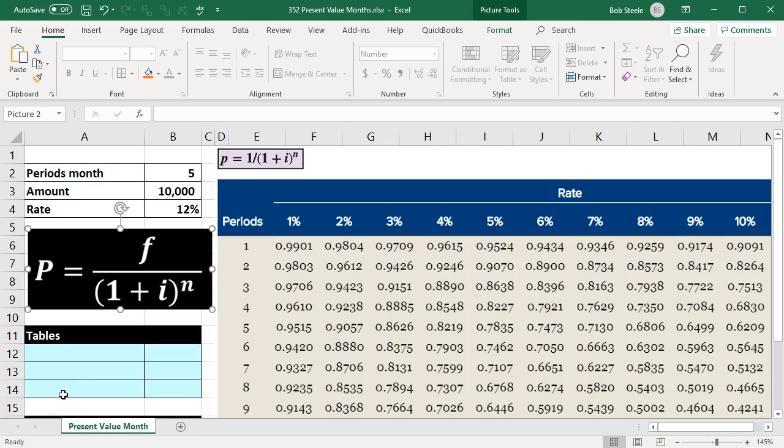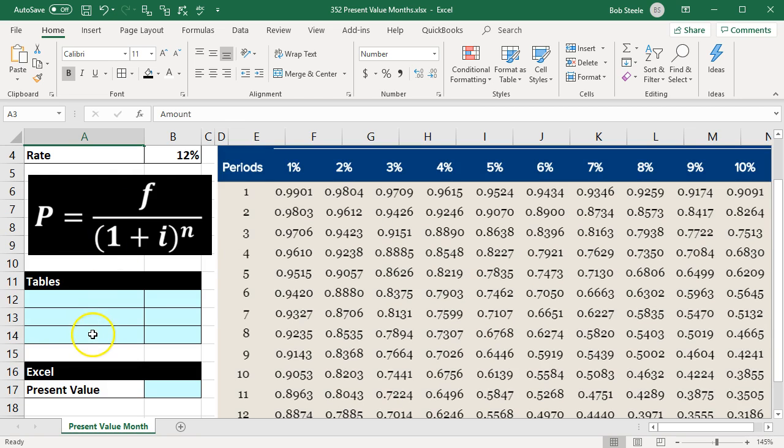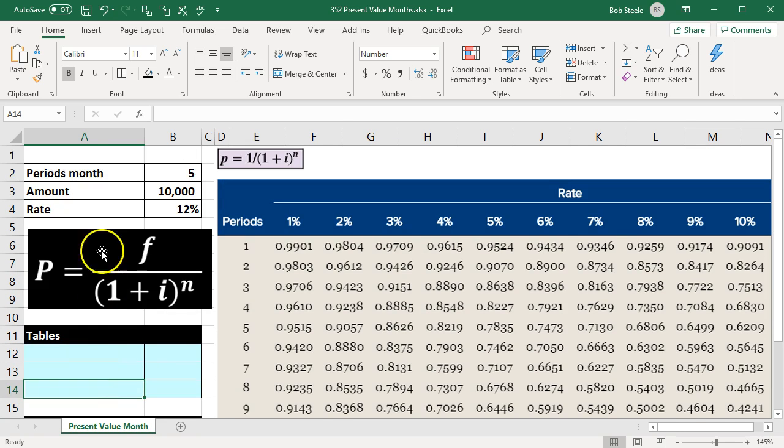In this presentation, we will take a look at a present value calculation when the terms are in the form of months rather than years. Our information will be up top. We're going to enter that in the blue area down below. So our information includes the periods, which are 5 months rather than 5 years, the amount 10,000, the rate 12%.